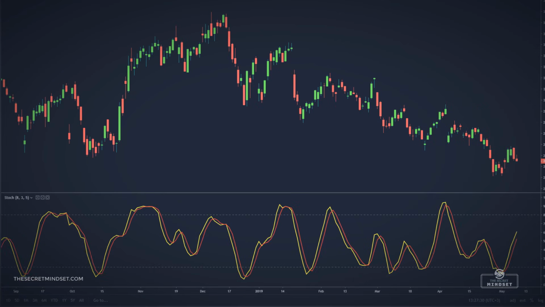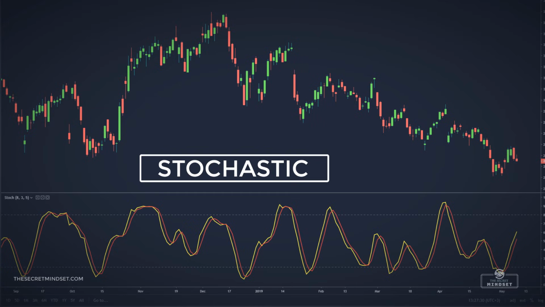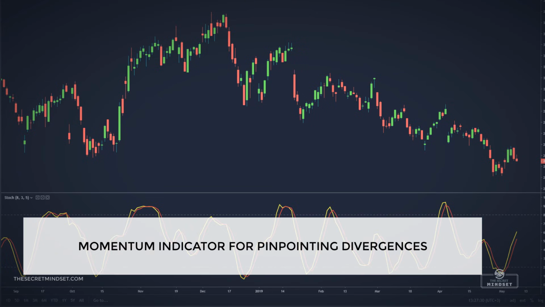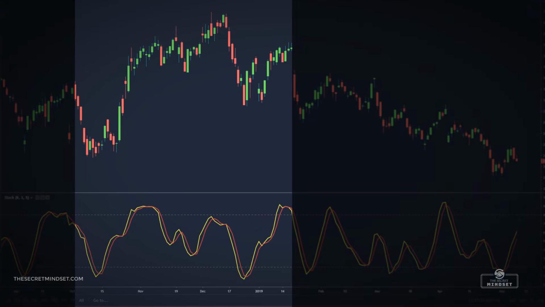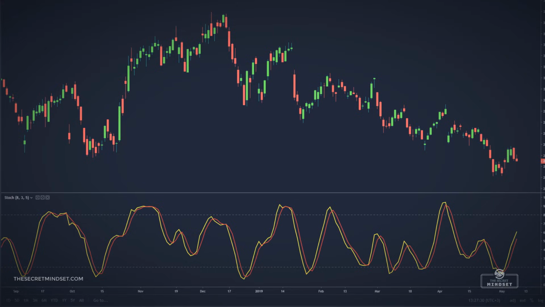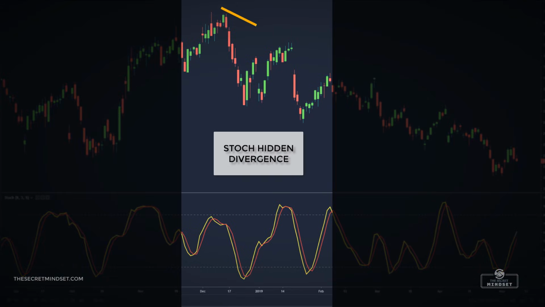Also, probably my favorite indicator for identifying divergences, the stochastic. The stochastic oscillator is a momentum indicator excellent at pinpointing divergences. On this chart, we have a regular divergence here and a hidden divergence here.